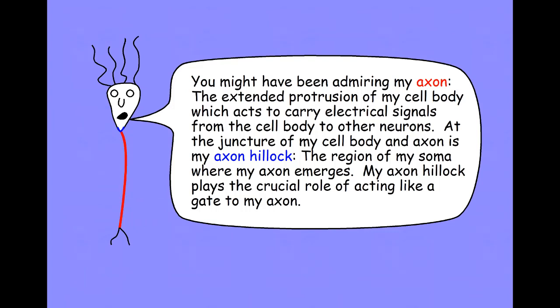The axon is the extended protrusion from the cell body which acts to carry electrical signals from the cell body to other neurons. At the juncture of the cell body and the axon is the axon hillock. That's the region of the cell body where the axon emerges, and the axon hillock, as we'll see, plays a crucial role. It acts like a gate to the axon and a trigger point for the primary functional role of neurons, action potentials.